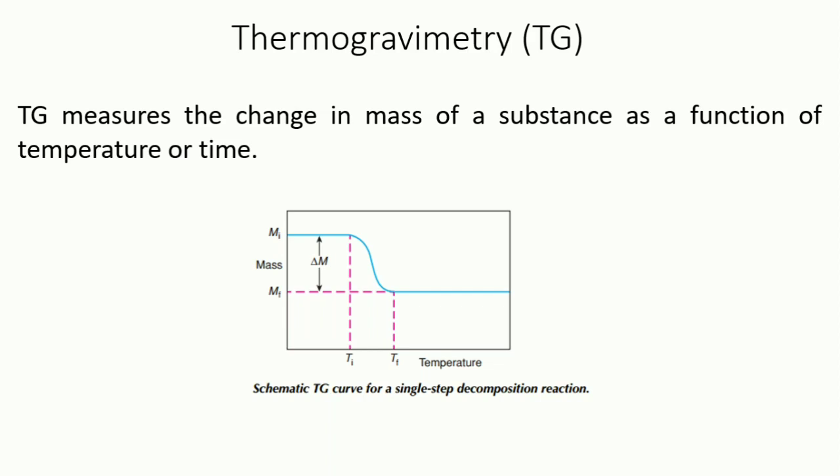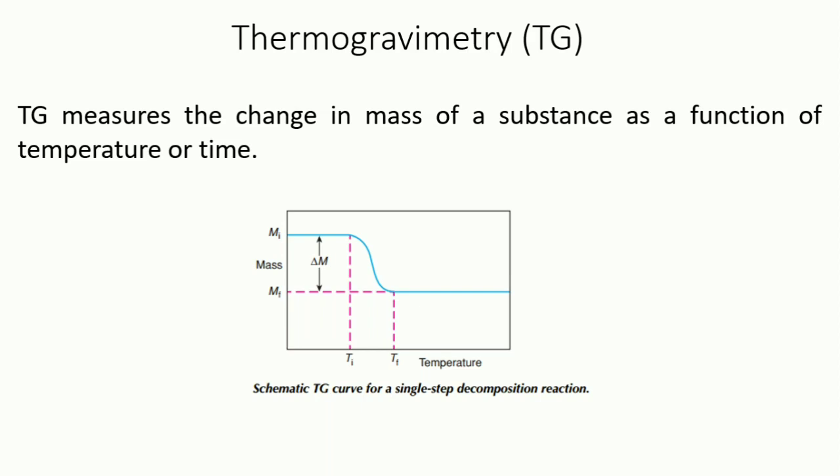Thermogravimetry, TG, measures the change in mass of a substance as a function of temperature or time. The results appear as a continuous record, as shown in this figure. The sample is heated at a constant rate and has a constant mass Mi until it begins to decompose at temperature Ti. Under conditions of dynamic heating, decomposition usually takes place over a range of temperatures, Ti to Tf.